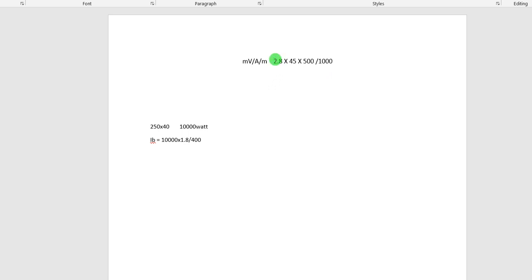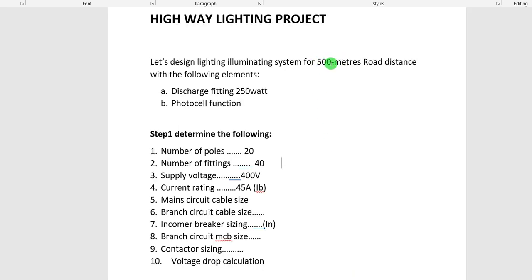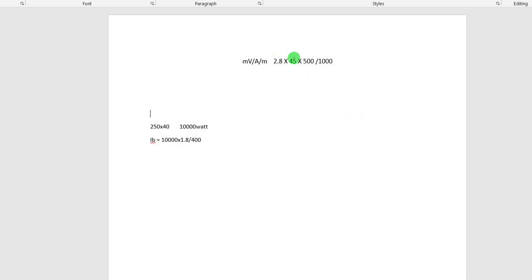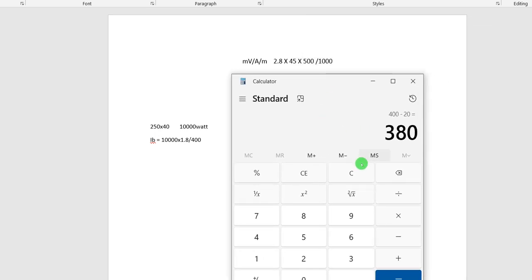Now I repeat again, 2.8 was a factor gotten from the table, a standard factor, a factor set aside for you to use. 45 here was the current we calculated for our IB, our design current we are working with. Then 500 here was a given distance by the client. Look at it, 500 meters. We want to light up a 500-meter distance road. All right, so come back here. So you are aware of this. So get your calculator. Let's now determine the voltage drop for that.